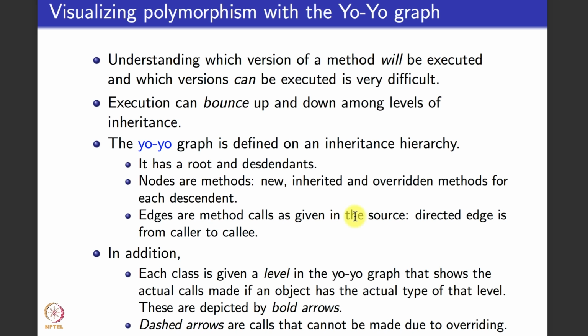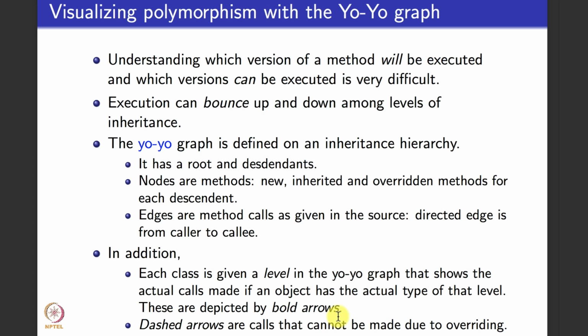What are the edges? As I told you, edges are the method calls that are given in the source code. A directed edge is present from the caller to the callee. In addition, we have two other things. There is a level that is given to each class in the yo-yo graph that shows the actual calls made for an object if an object has a particular type of that level. These are depicted by bold arrows.